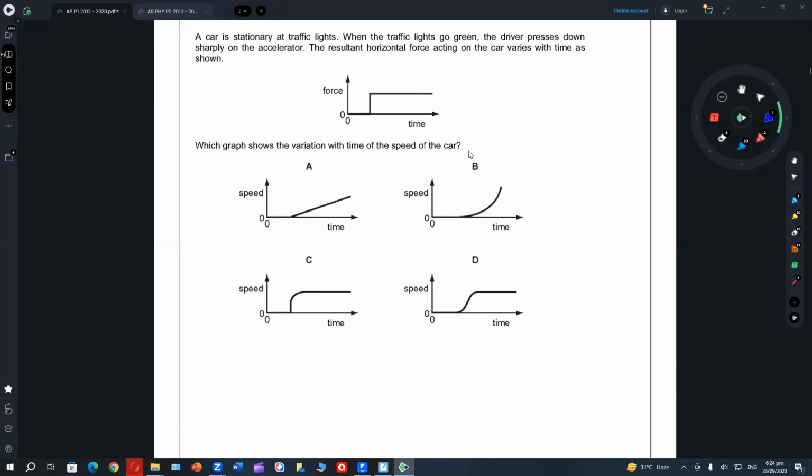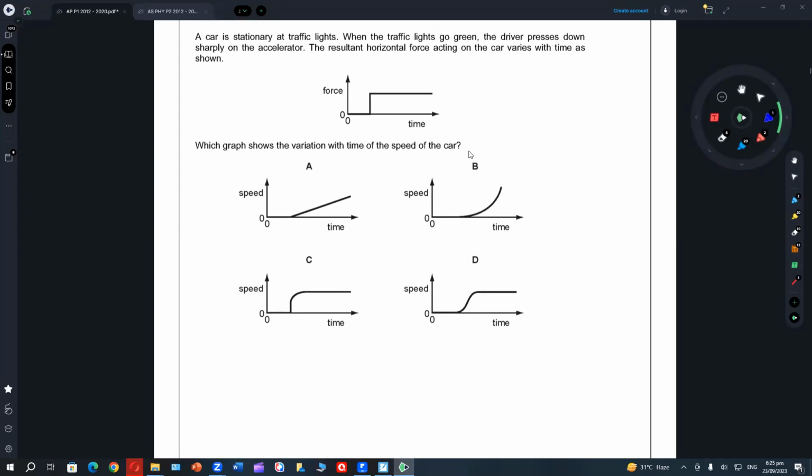A car is stationary at a traffic light. When the traffic light goes green, the driver presses down sharply on the accelerator. The resultant horizontal force acting on the car varies with time as shown. Initially, the resultant force is 0.